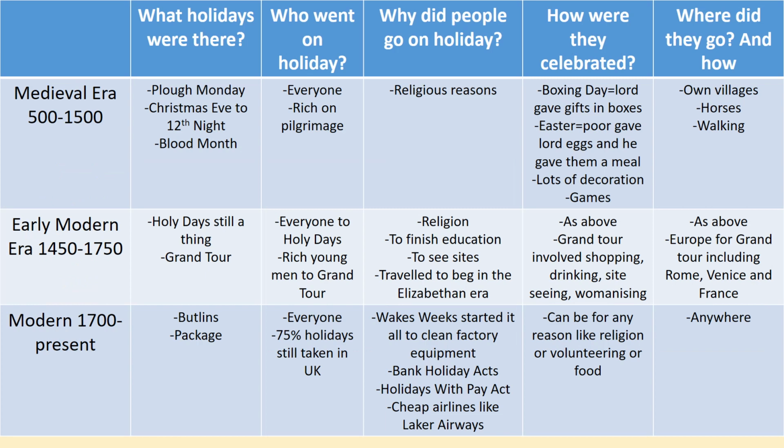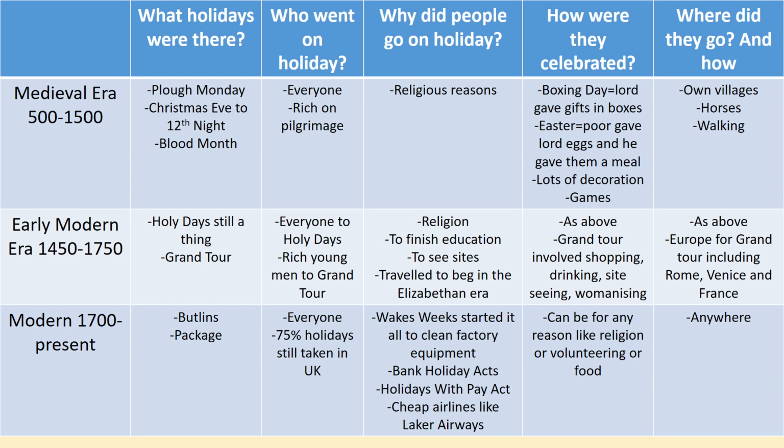Okay, so let's go through my examples. In the medieval era, you've got holidays or holy days like Plough Monday, Christmas Eve, Blood Month. Everyone goes on these. The rich can go on pilgrimages. People go on holidays or holy days for religious reasons. How are they celebrated? Each different holy day has got its own tradition.